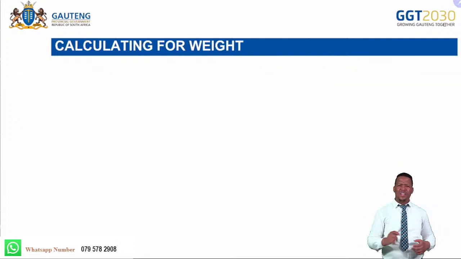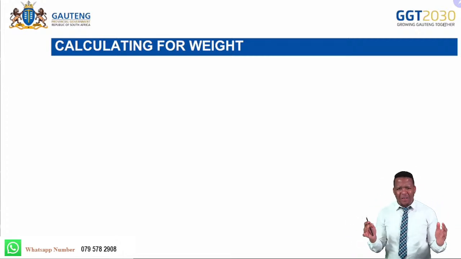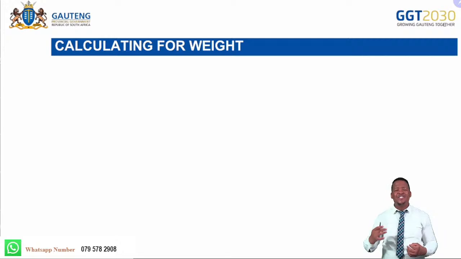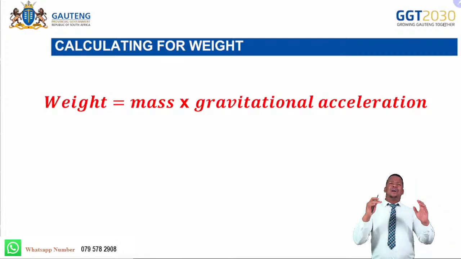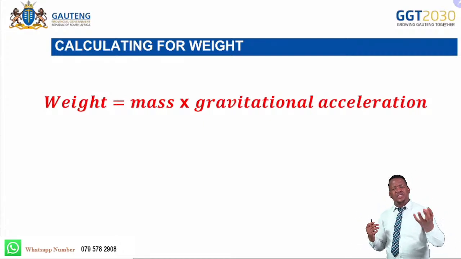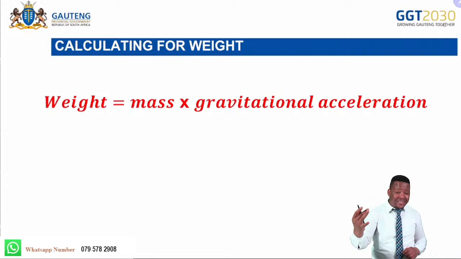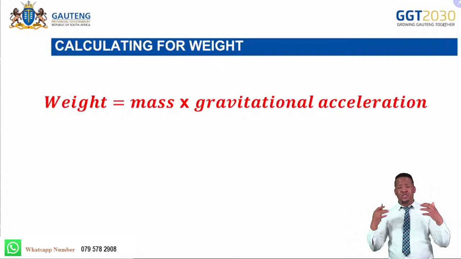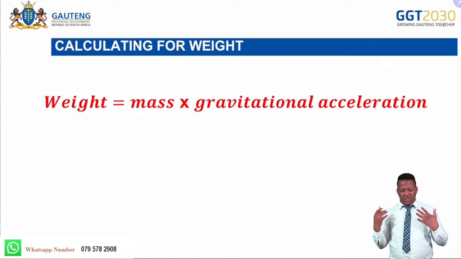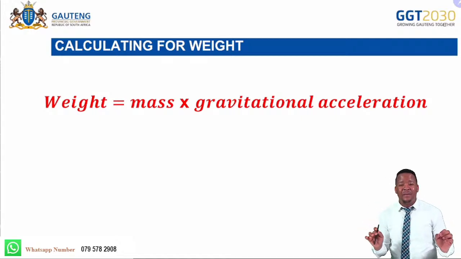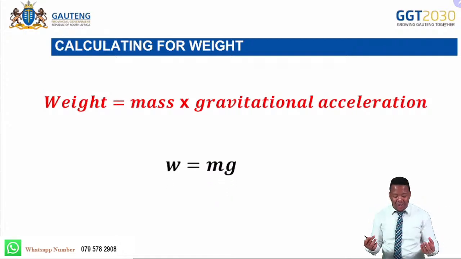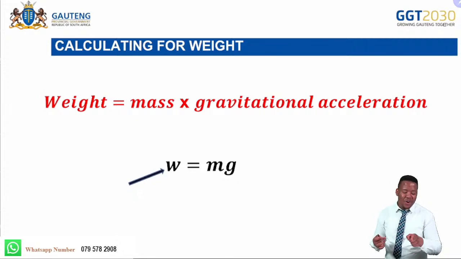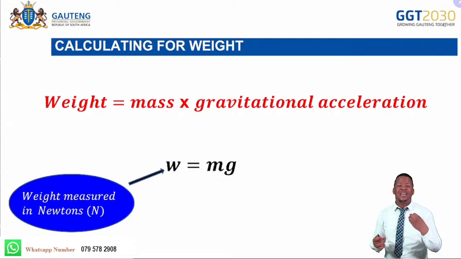So, how do we calculate for weight? Because in this topic, we're going to find the calculations of weight. We remember that we learned that weight is a force of gravity which acts on objects, pulling them downwards, right? And mass is the amount of matter that an object or a substance consists of. So then, how do we calculate weight? Whenever we calculate weight, we simply say weight is equal to mass multiplied by gravitational acceleration, where W represents weight, which is measured in newtons.